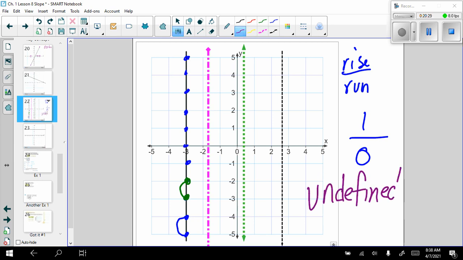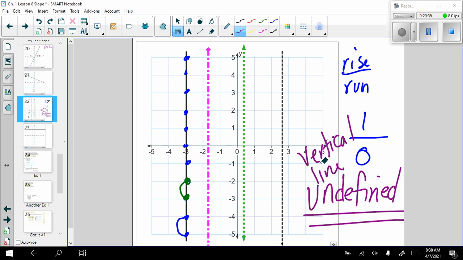The slope of a vertical line, when 0 is in the denominator, is called a vocabulary term: undefined. Okay? So I want you to add this to your notes. A vertical line is undefined. So for a vertical line, the slope is undefined, because I'm going to rise 1, but I'm going to run none. And when my denominator is 0, that is undefined.